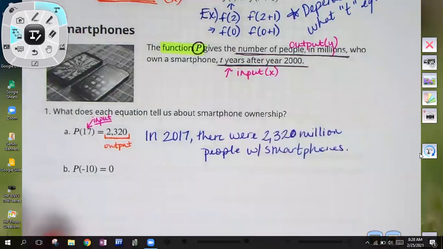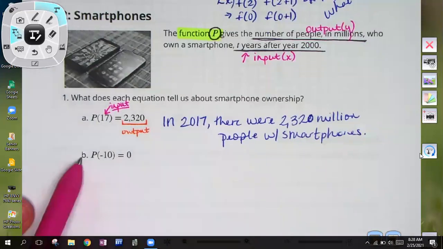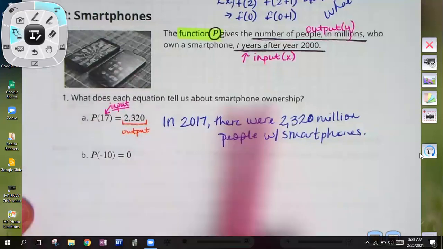Okay, let's look at the next one and see if y'all can break it down. Wait until I ask specific questions before you start telling me about it, because some of you may already know, but just wait till I ask the questions. All right, first things first, it's P. So we're talking about the smartphones.